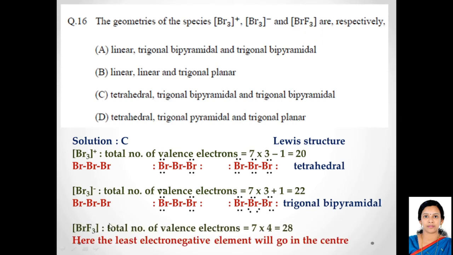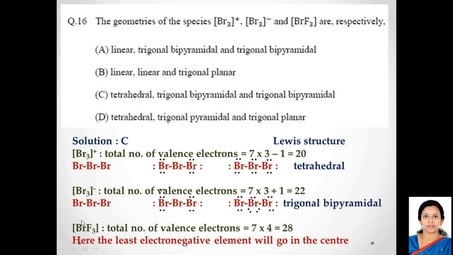Moving on to the bromine trifluoride species. Again, we will calculate the total number of valence electrons for bromine trifluoride. There are basically 4 halogens in here, 1 bromine and 3 fluorines, so 7 valence electrons for each. So 7 multiplied by 4 gives you 28 valence electrons. And how do we arrange these 4 atoms in a structure? Here we have to take the least electronegative element of the two.